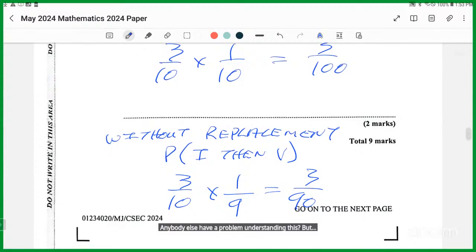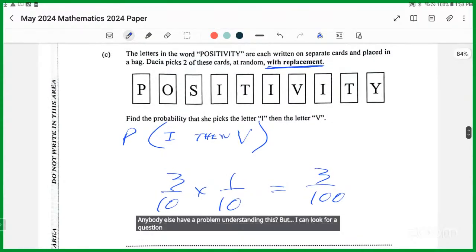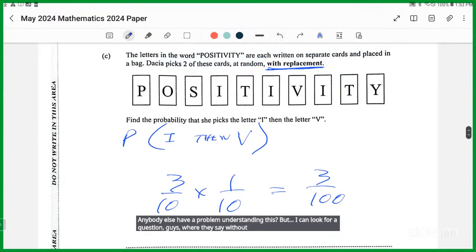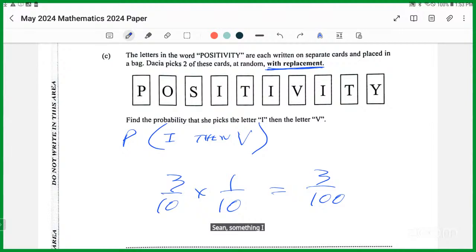Look out for a question, guys, where they say without replacement. And that's what you do. Without replacement means that you're not putting back the first draw. Just imagine that the first draw is an I. Chance of getting an I on the first draw is 3 out of 10, because there are 3 I's and 10 total letters in the bag.